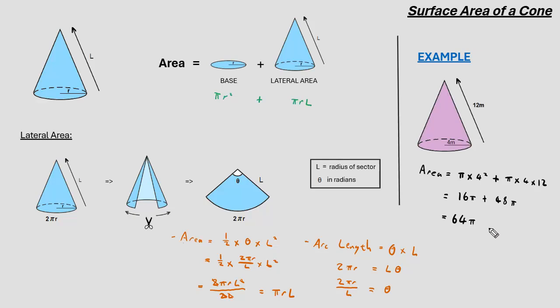64 pi, which we can work out to be 201.06 centimeters squared to 2 decimal places. And that is the value for the surface area of this cone, which is the base area plus the curved surface lateral area.